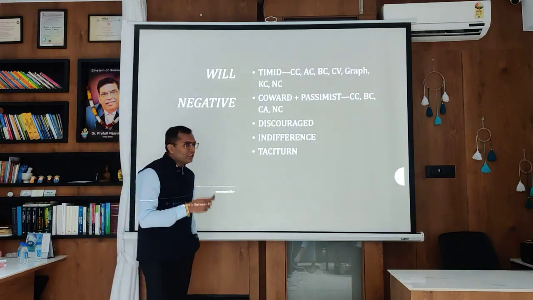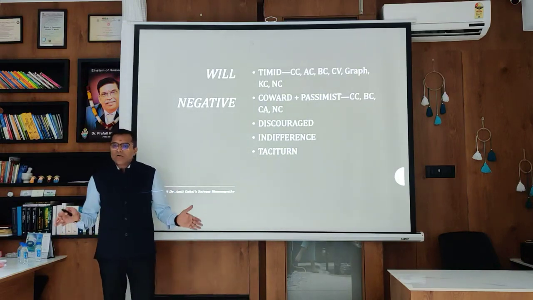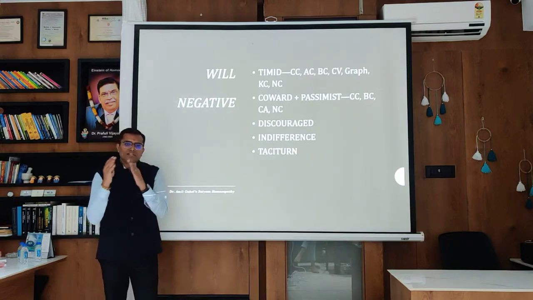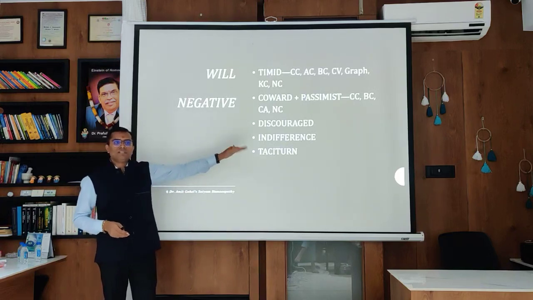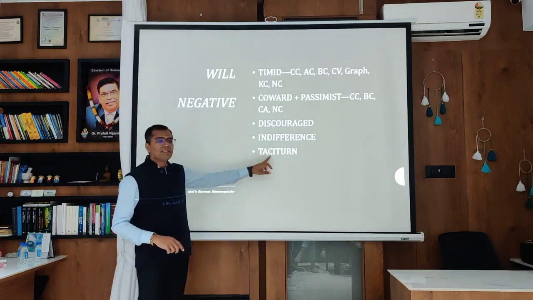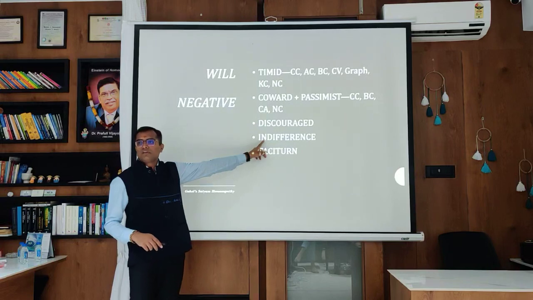What are the negative will of the carbons? Most carbons are timid, coward and pessimistic. So we have all the carbons on this point. We have to understand extroverted, introverted, will, moral, and out of that we have to differentiate the process. They are discouraged and the reaction is always taciturn, talk indisposed, and finally we end up in a state of indifference.